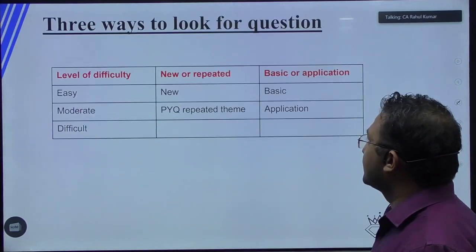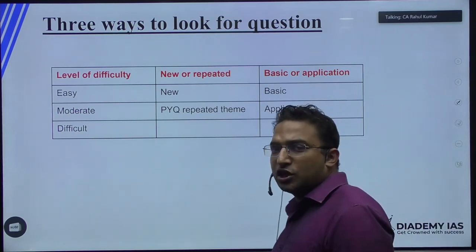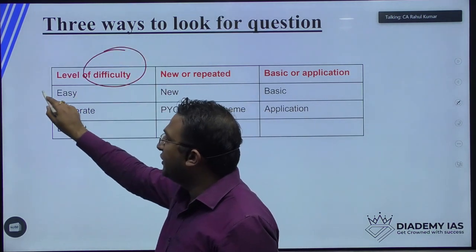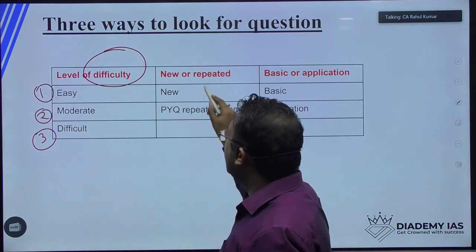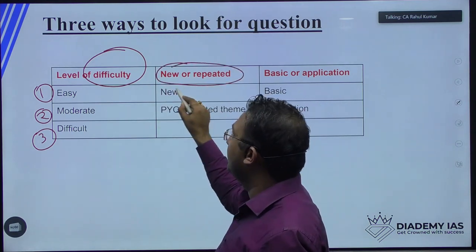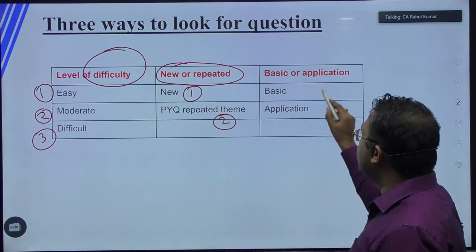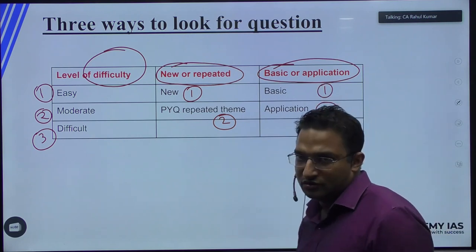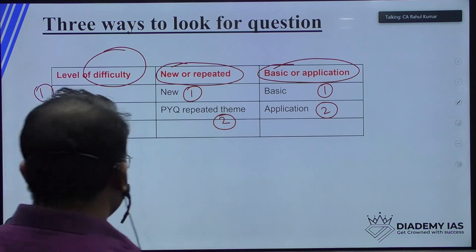Previous year questions analysis. If we see the last 2 years' questions, we can see them from three different perspectives. The first, based upon the level of difficulty, we can divide into easy, moderate, and difficult questions. Based upon new or repetition, we can divide into new or PYQ repeated themes. And the third is the basic or application part, whether it is a basic question or an applied question. So the same question we can look into from these three dimensions, right?